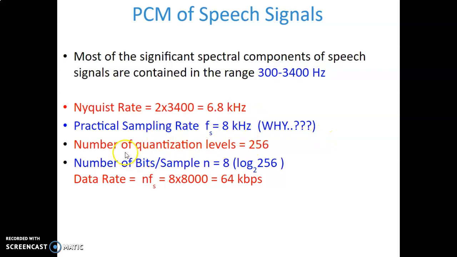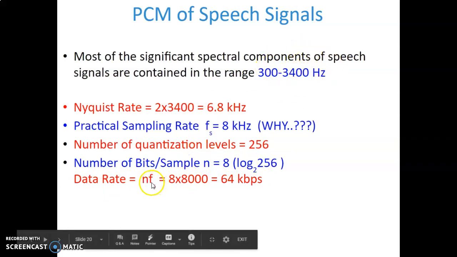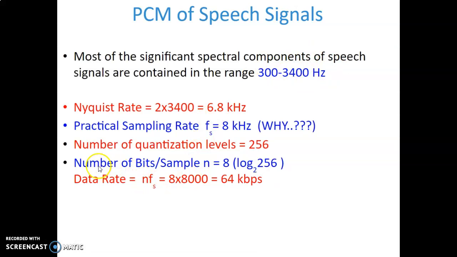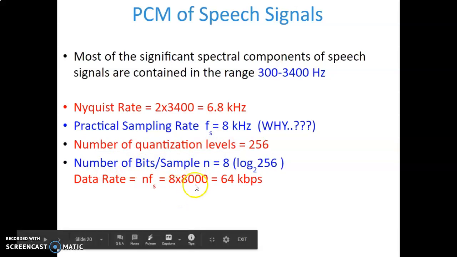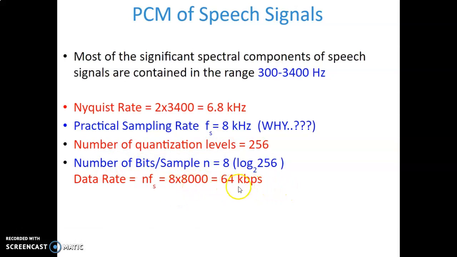Why? Because the number of quantization levels is 256. How did you get this 256? Because the number of bits per sample is 8, and log of 256 to the base 2 gives 8. So now what will be the data rate for the transmission of the speech signal? It will be N into Fs. What is N? N is the number of bits per sample. What is Fs? It is the sampling frequency. So 8 into 8000 is equal to 64 kbps. 64 kilobits per second is the rate at which this speech signal can be transmitted.